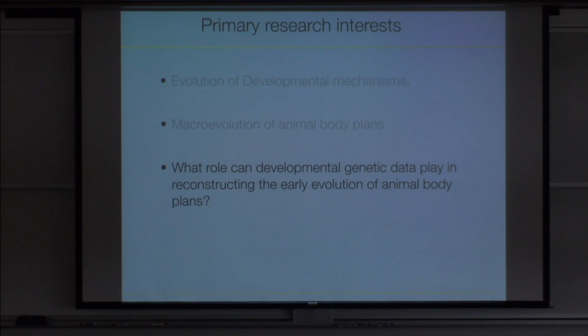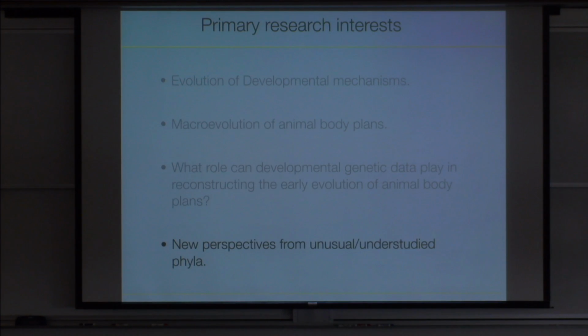And so what role can developmental genetic data play in reconstructing the early evolution of animal body plans? We're used to thinking about reconstructing the evolution of animal phyla by using morphology. Comparative anatomy has played an enormous role in understanding the evolution of different animal phyla. We're interested in the developmental mechanism that actually sets up those major anatomical features that classically have been compared across different phyla. And we particularly have used new perspectives from unusual or understudied phyla.